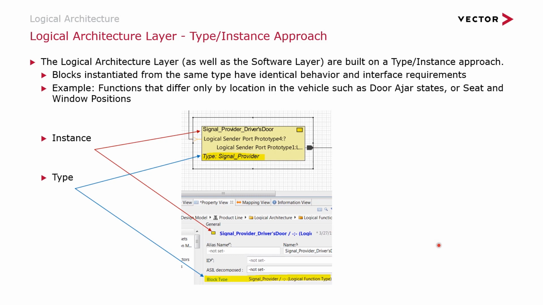One example for a use of this concept is functions that differ only by the location in the vehicle. Things like door ajar states, or seat motion, or window position, or tires, or things where there are multiple copies of what are essentially the same thing, but they're just separated by geographic location in the vehicle.